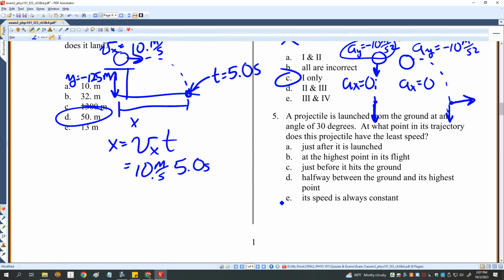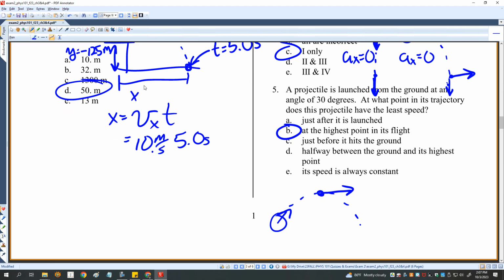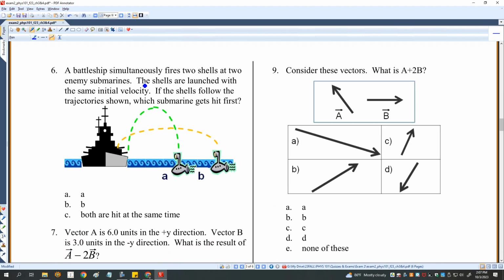A projectile is launched from the ground at an angle of 30 degrees. At which point does it have its least speed? So that would be at this point. We've already addressed this. It only has a velocity in that direction. That's that. All right, here we go.